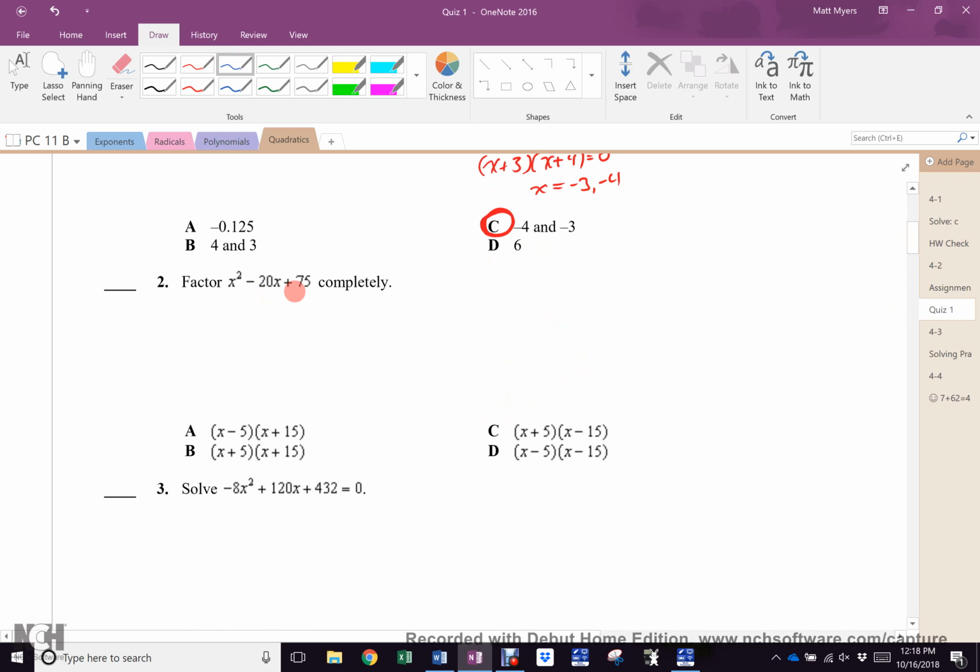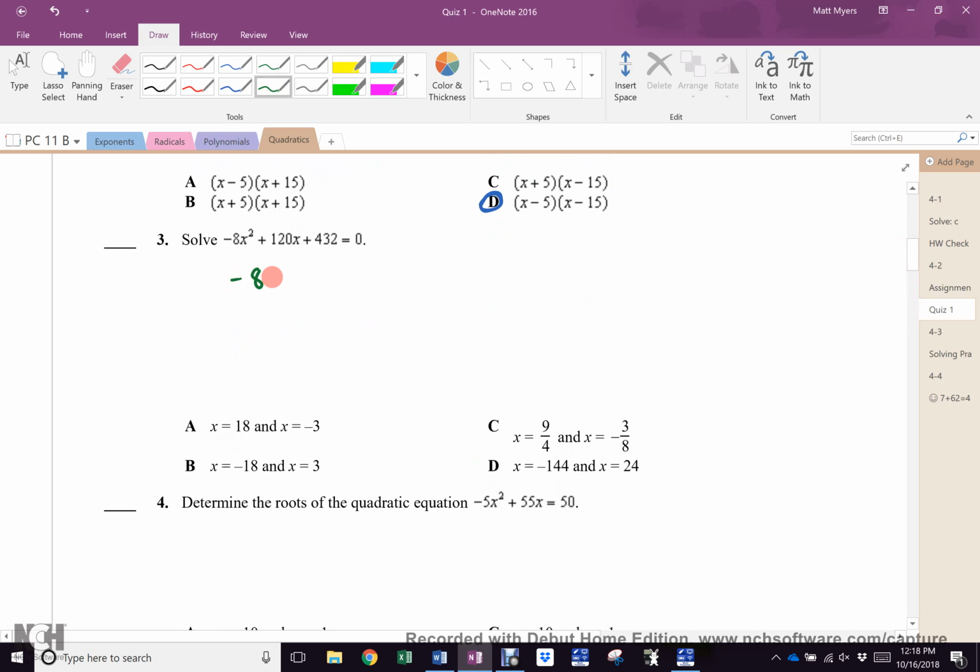Factor completely. I need factors of 75 that add to negative 20, minus 5, and minus 15. On a multiple choice test, you don't even need to know how to factor. You could try all the answers if you wanted to. D. Next.